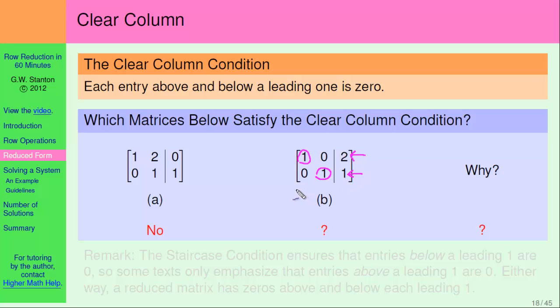So the entries above and below the leading ones, so in the first column with the first leading one, the only other entry is 0. And in the second column with the second leading one, the only other entry in that column is 0. So this matrix is okay.